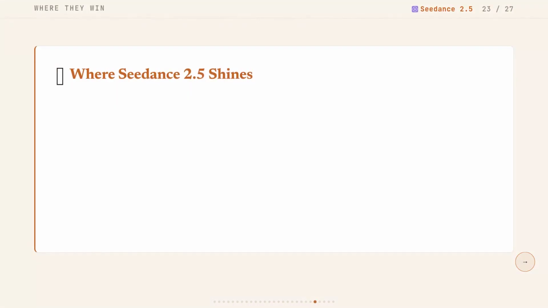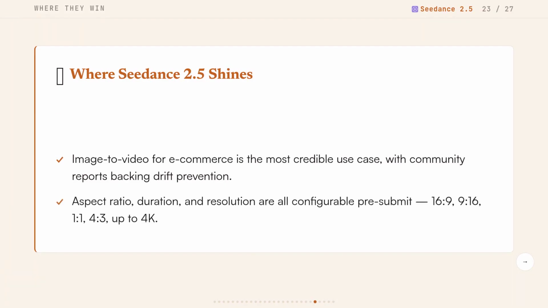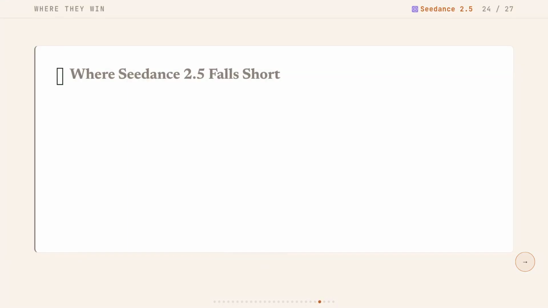Alright, so here's what you actually get when this workflow runs. Up to 50 multimodal references in one pass, a coherent sequence from a pile of images with no plot, product videos that hold onto your logo and prevent drift, and all 4 aspect ratios plus 4K resolution locked in before you even hit generate. Now, the common mistakes.